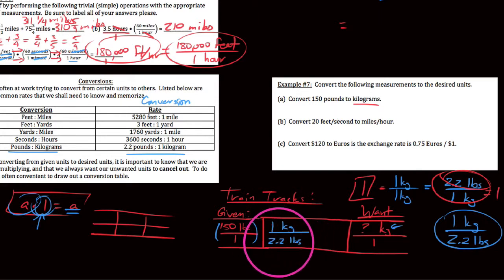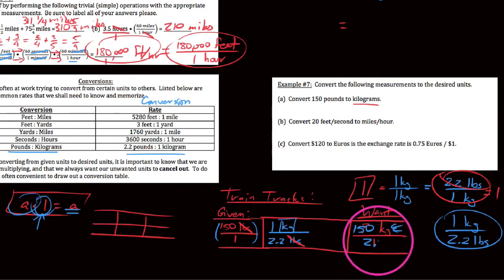And let me tell you why. The reason why is because look what just happened. We got our pounds to cancel out, and look what you're left with is the thing that we wanted. Okay, so on top we have 150 times 1, so this would be 150, and on bottom we have 1 times 2.2, so we get 2.2, and we're left with this 150 kilograms over 2.2.